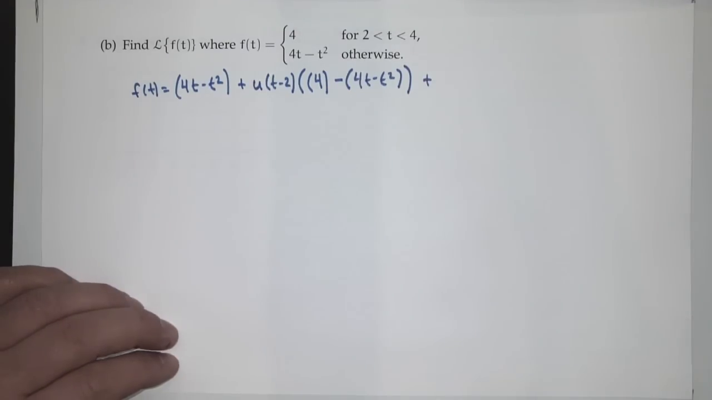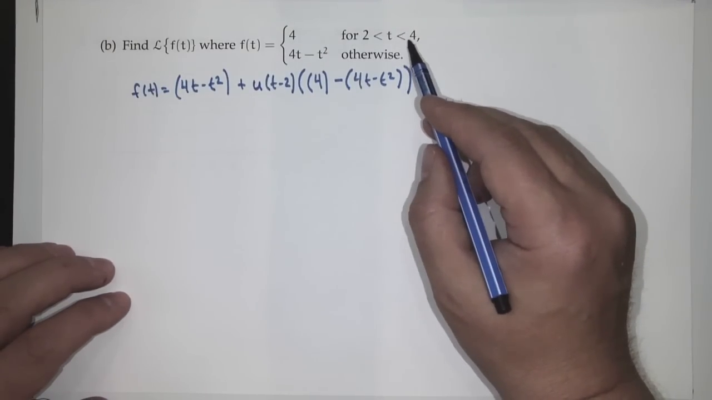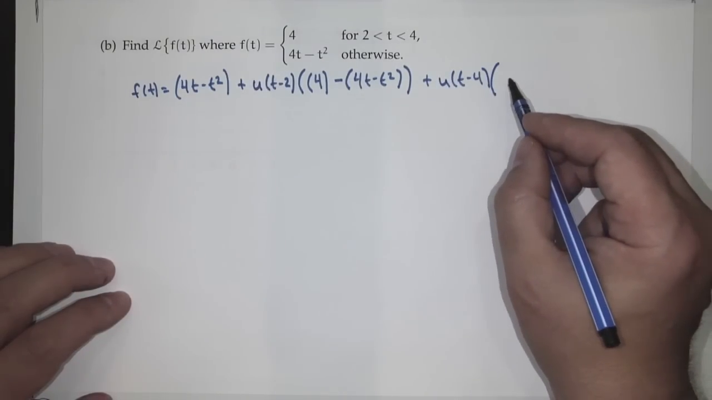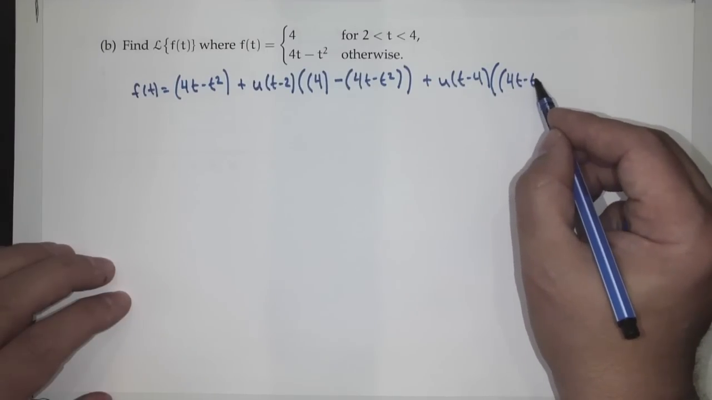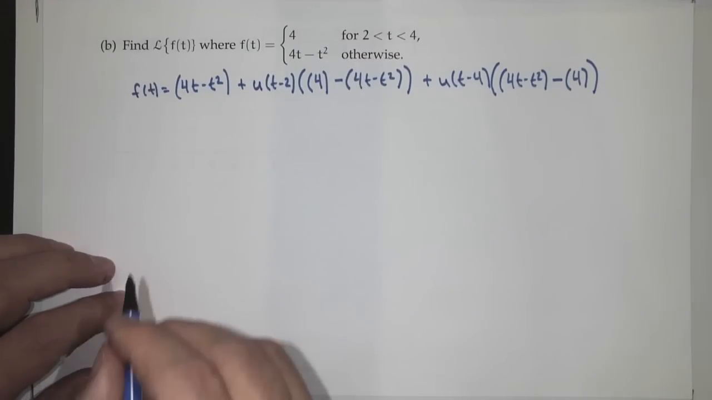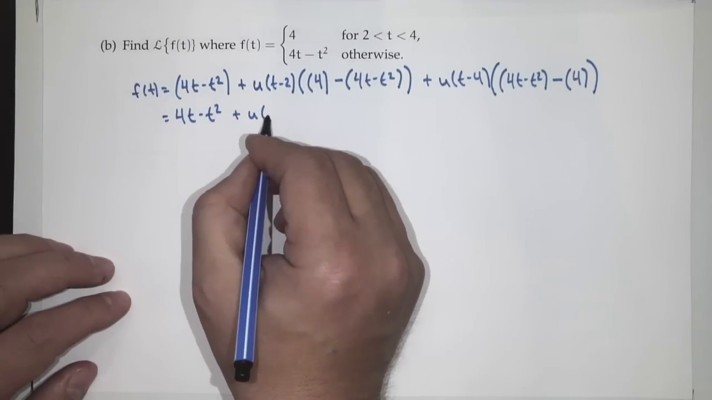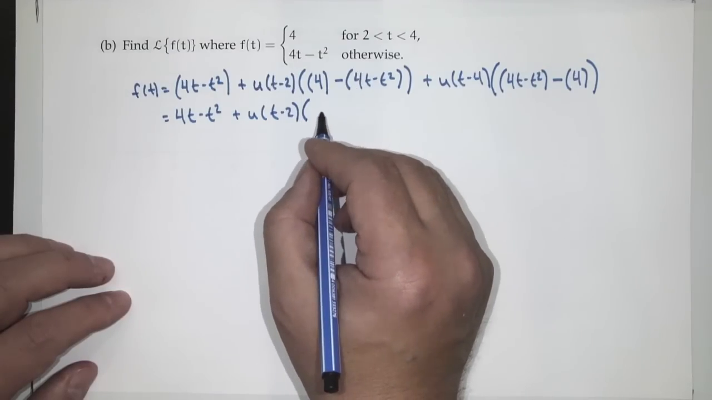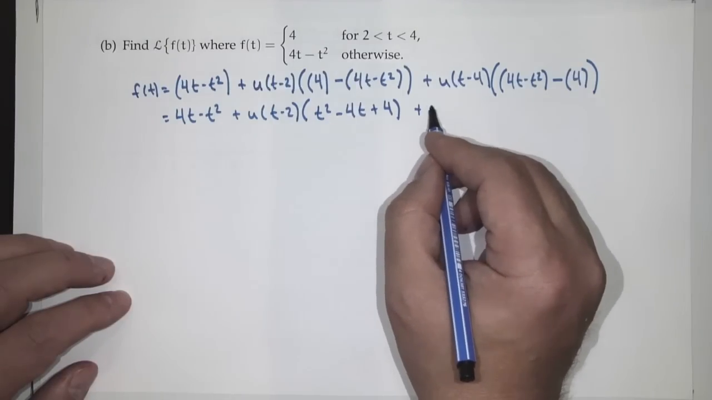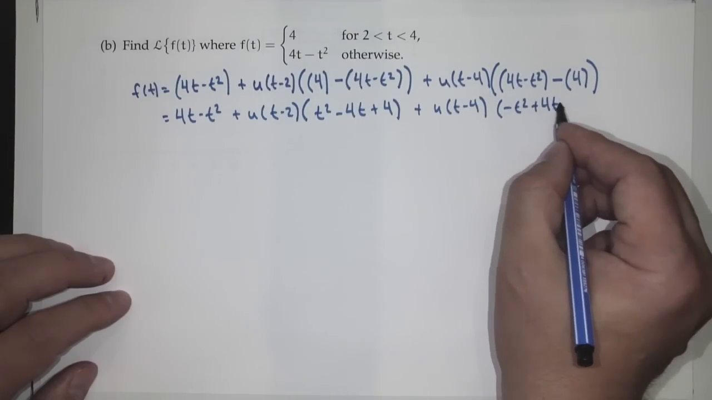Where's the next time we change behavior? Well, at 4. And now we do the opposite. So we're turning on the 4t minus t squared, because we're going back to that, turning off the 4. Okay, so we have 4t minus t squared at the start. U of t minus 2. Well, this becomes t squared minus 4t plus 4. And here we have u of t minus 4. And we're going to get minus t squared plus 4t minus 4.